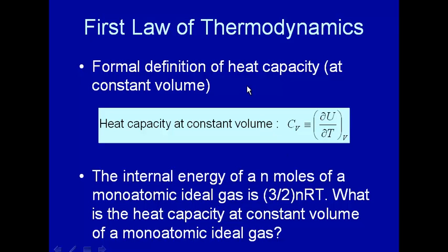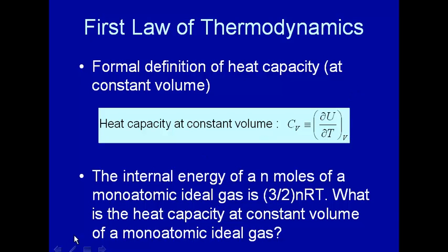The formal definition of heat capacity. Remember in the last part of the lecture we said that heat capacity, we just threw it out, had units of joule per Kelvin, sort of at an introductory level. Actually, the formal definition of heat capacity at constant volume is this. CV is how U changes with T at constant volume.